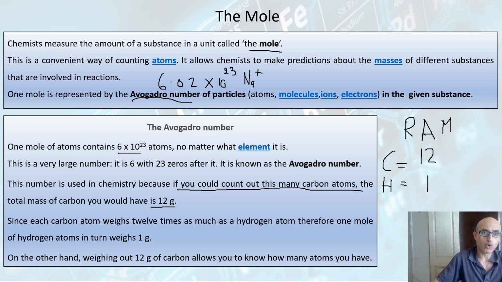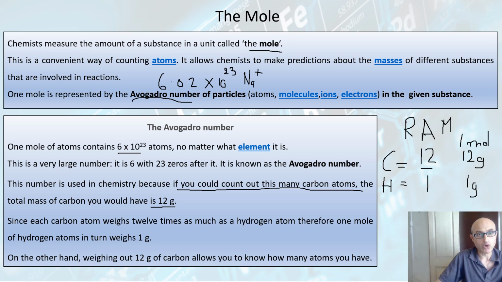So if 1 mole of carbon, remember what I said in the first lesson, if you want to calculate the mass of 1 mole of carbon, convert the RAM, express it into grams. If the RAM of carbon is 12, I write it as 12 grams, and that is how much 1 mole of carbon weighs. The RAM of hydrogen is 1, so 1 mole of hydrogen weighs 1 gram, which is exactly what you would expect.